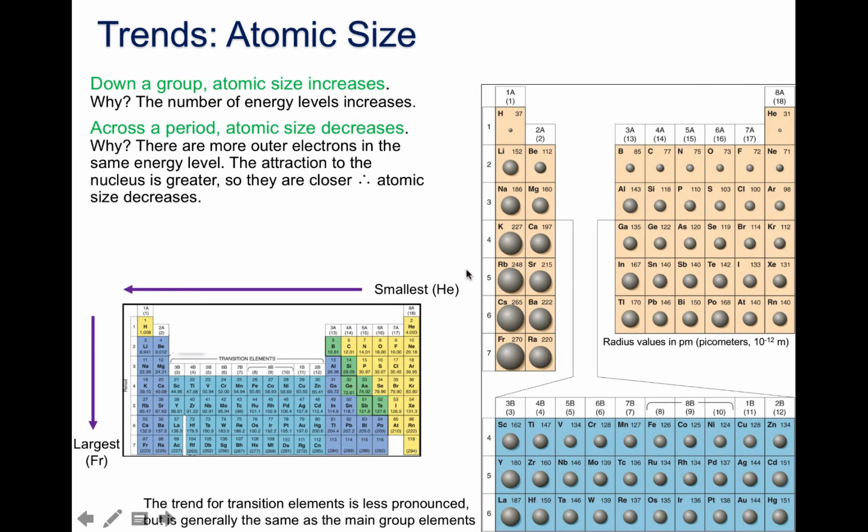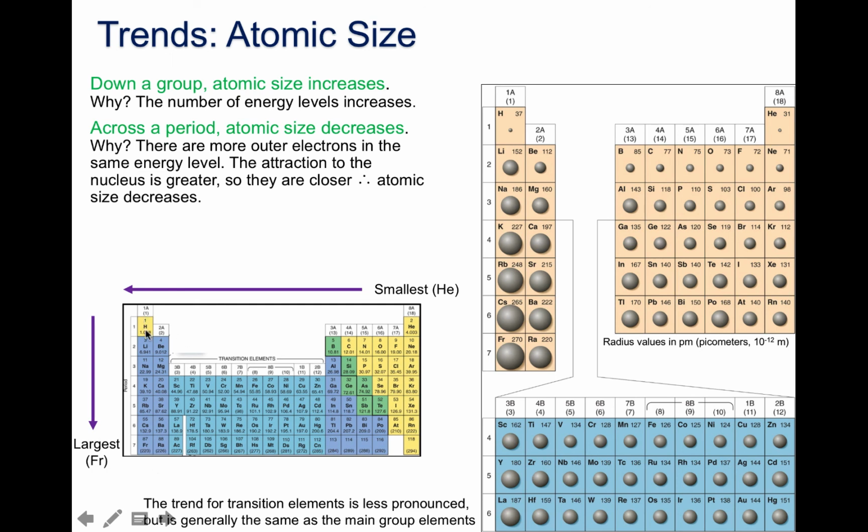And so what are the patterns for atomic size? The easiest way to remember, in my opinion, is I remember which element is the smallest and which one is the largest, and that's how I remember the trends. So helium is the smallest atom on the periodic table. It has the smallest atomic radius. And francium down here, Fr, which I sometimes affectionately will refer to as Frank, that is the largest atom. It has the largest atomic radius.